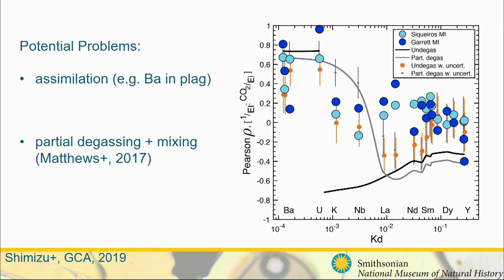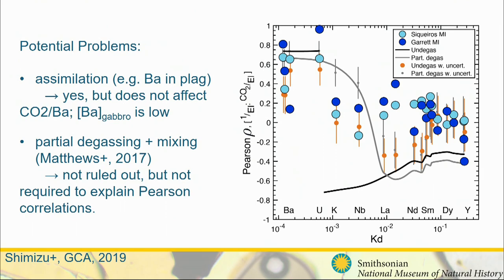There are some potential problems. I don't have time to talk about them in a 10-minute talk, conveniently. But I will add, though, that anyone can ask me questions about them. I think that barium incorporation from plagioclase is not a big deal. And I would say that partial degassing is possible, and it can't be ruled out. But it's certainly not required to explain the data. And that came out in a really nice paper by Kei Shimizu just this year.